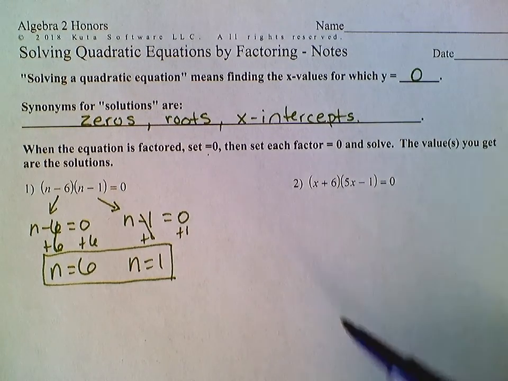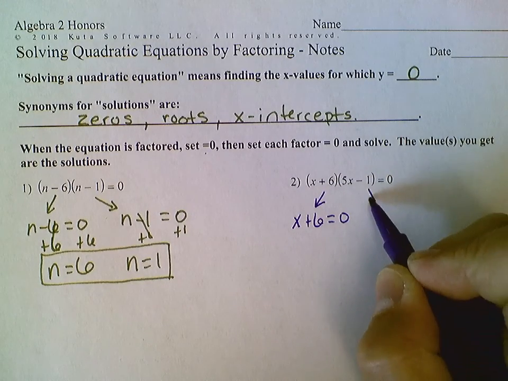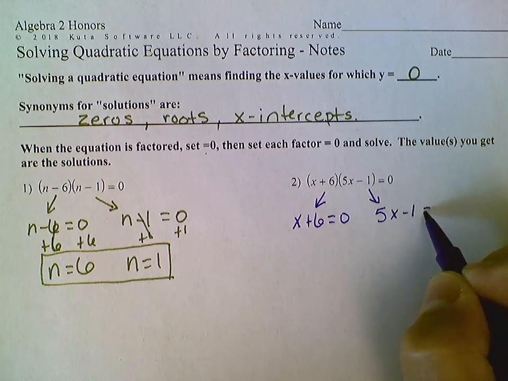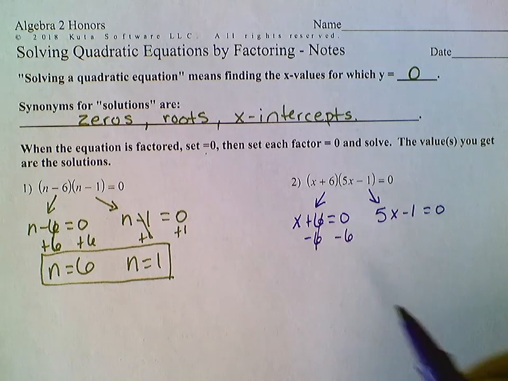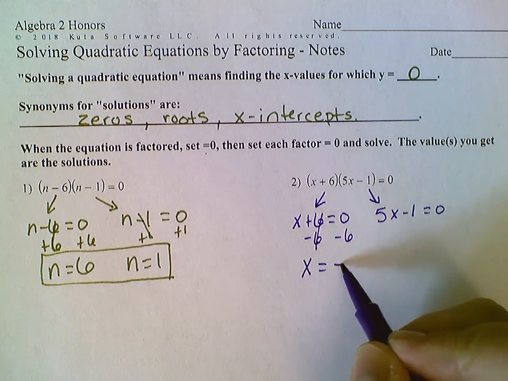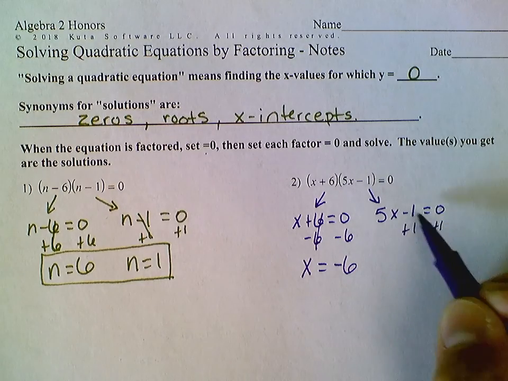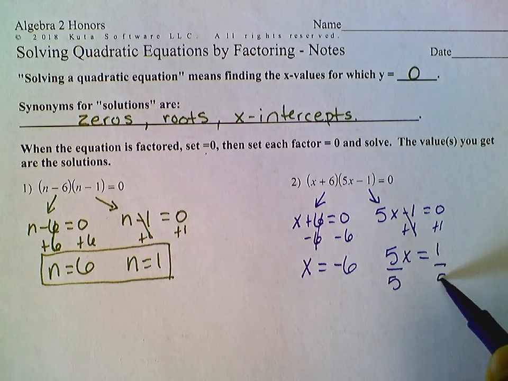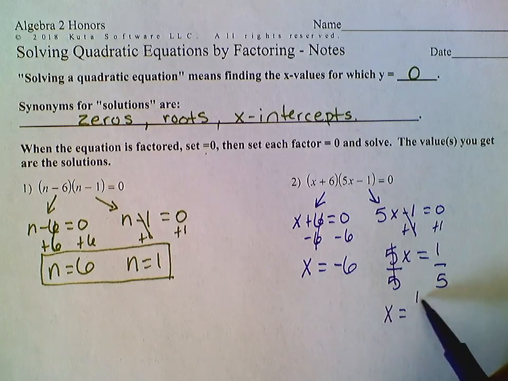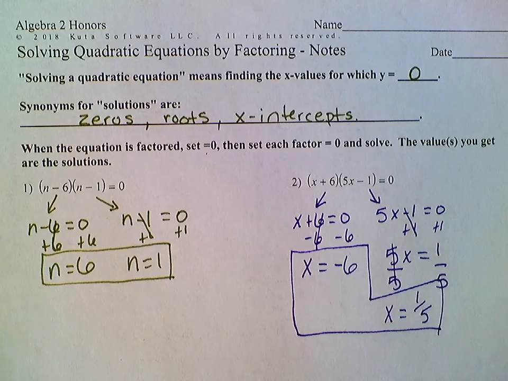So if I look at another one, I have x plus 6 and I set that equal to 0. I have 5x minus 1 and I set that equal to 0. To solve, I subtract 6 from both sides and I get x equals negative 6. To solve this one, I'm going to add the 1 first and divide by the 5 to get x equals 1/5. So these are the two x-intercepts for that quadratic function.